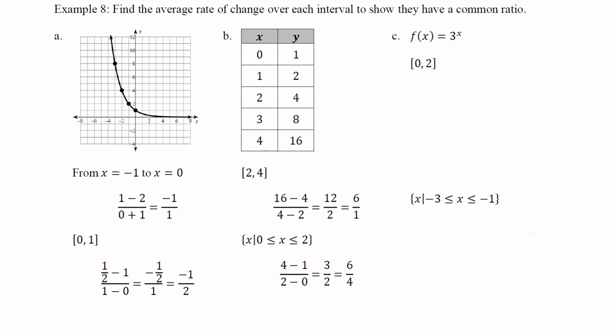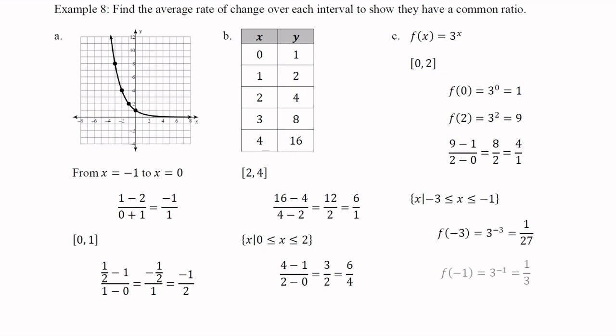For C, we have 3 to the x. So that's 3 to the 0, which gives us 1. 3 squared gives us 9. Plug that in, we get 4 over 1. From negative 3 to negative 1, we have 1 over 27 for 3 to the negative third, and 1/3 for 3 to the negative 1. Plug those in, we get 4 over 27, which again shows it's not linear, so it's either going to be quadratic or exponential, and further investigation shows that it is indeed exponential.